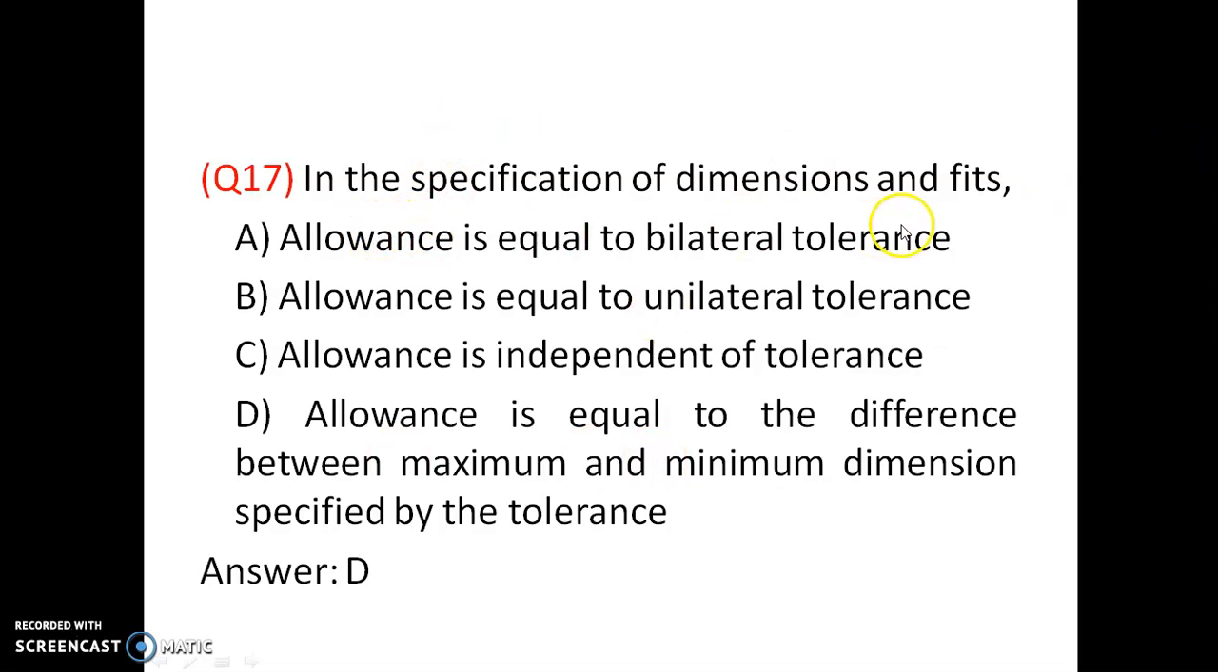In specification of dimensions and fits, allowance is equal to the difference between maximum and minimum dimension specified by the tolerance. So it is not equal to bilateral tolerance, it is not equal to unilateral tolerance, or independent of tolerance. Option is D.